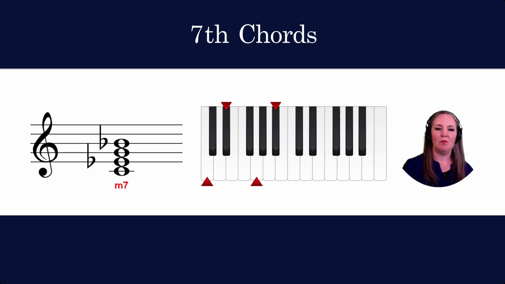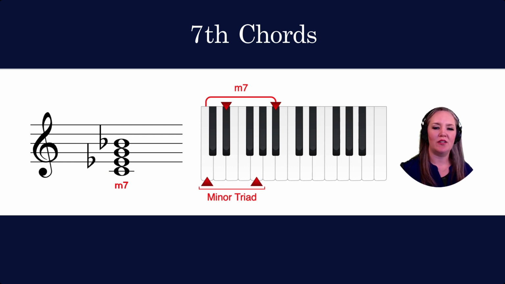So let's look at a C minor seventh chord. C, E flat, and G is the minor triad. C to B flat is the minor seventh. When you combine them, they form a C minor seventh chord. C, E flat, G, B flat.